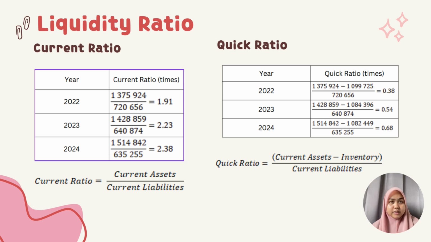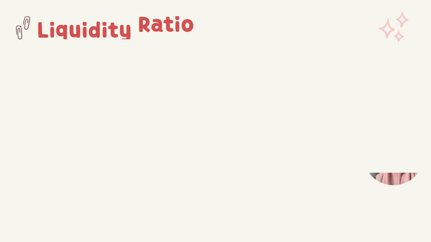The current ratio is calculated by dividing current asset by current liabilities. As we can see, current ratio is increasing from year 2022 to 2024. Meanwhile, for quick ratio, the formula is current asset minus inventory divided by current liabilities. As we can see also, the quick ratio is increasing from 2022 to 2024.